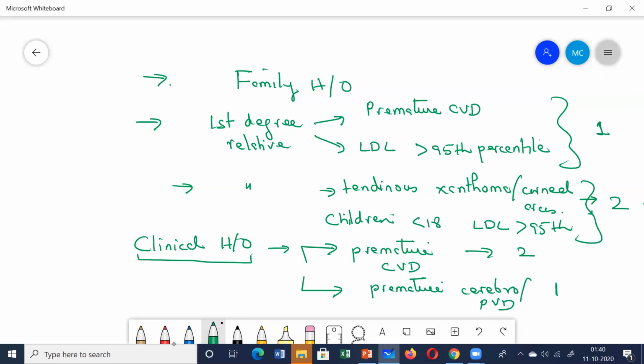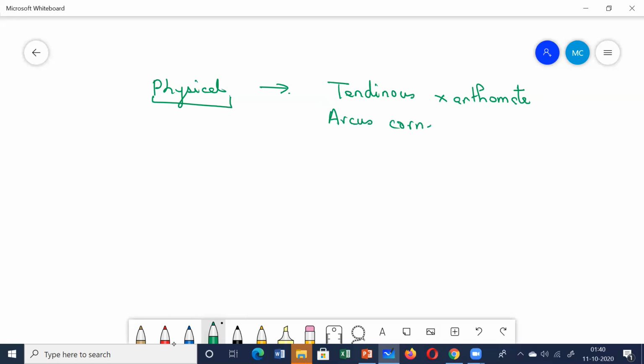Next, let us come to the physical examination. In the physical examination, we mainly see the tendinous xanthomata. These will carry high points. If the patient has tendinous xanthomata, this really increases the suspicion of familial hypercholesterolemia, or if the patient has arcus cornealis before the age of 45 years. Both of them raise a high suspicion. Tendinous xanthomata, 6 points, and for this there are 4 points.